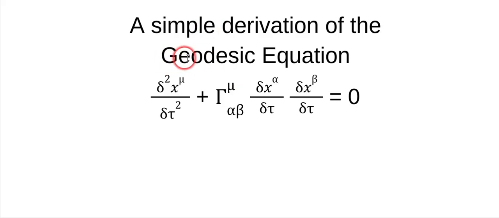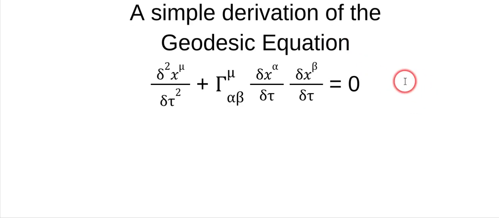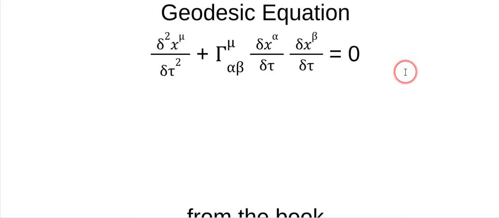The normal way you derive the geodesic equation is with the principle of least action, and then you use the Euler-Lagrange equation, and you do math. It's complicated. I think this is much easier to understand, and you basically get to the same answer. So I'm going to go with this because this is the one I understand.